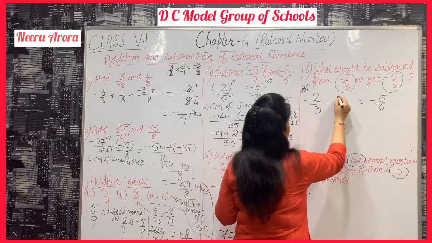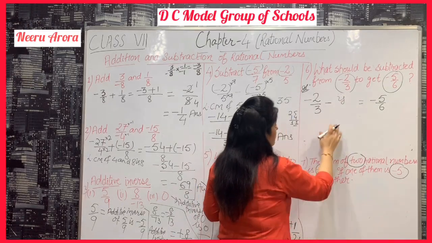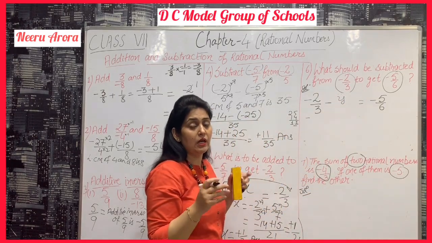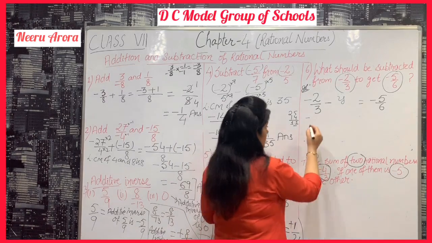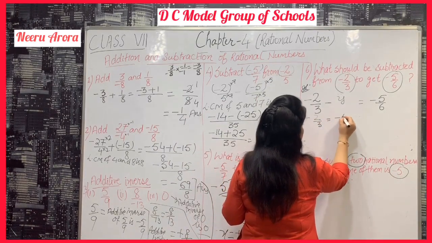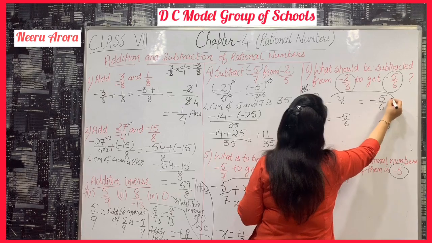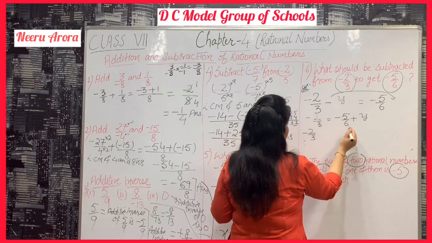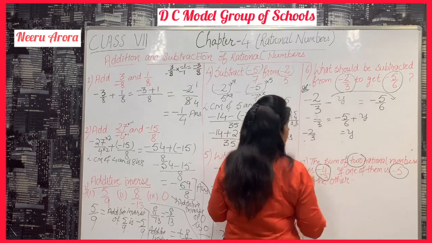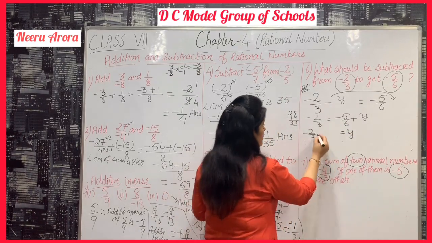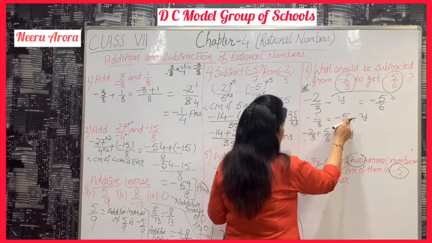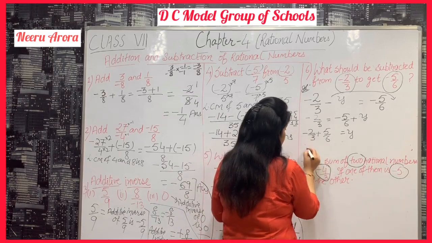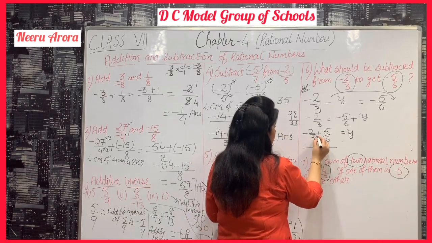Suppose y is to be subtracted. So what we will do? We want to find out the value of y. First we make our unknown value positive by transposing it. So minus 5 by 6 as it is. This goes to that side, it becomes plus, so minus 2 by 3. Now y remains as it is. When we transpose this minus 5 by 6 from the right hand side to the left hand side, it becomes positive. Now the LCM of 3 and 6 is 6, so simply multiply by 2.